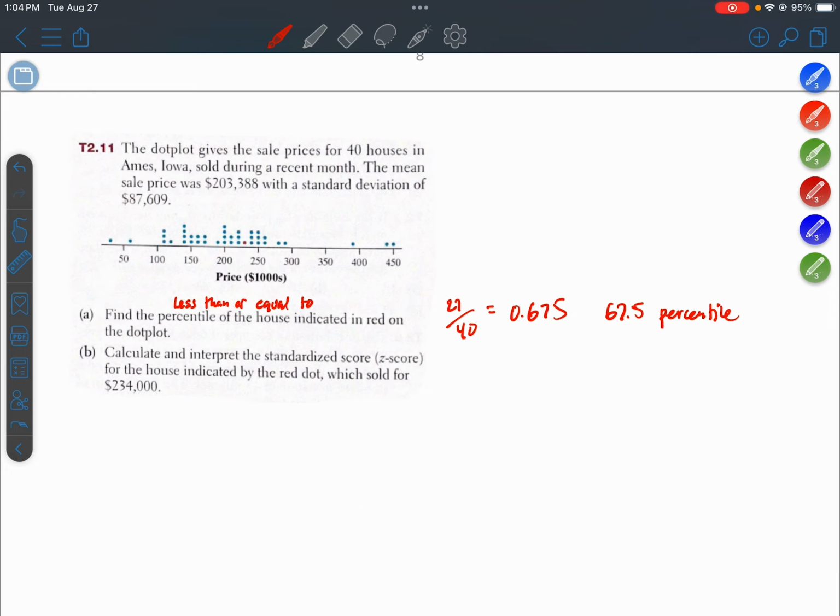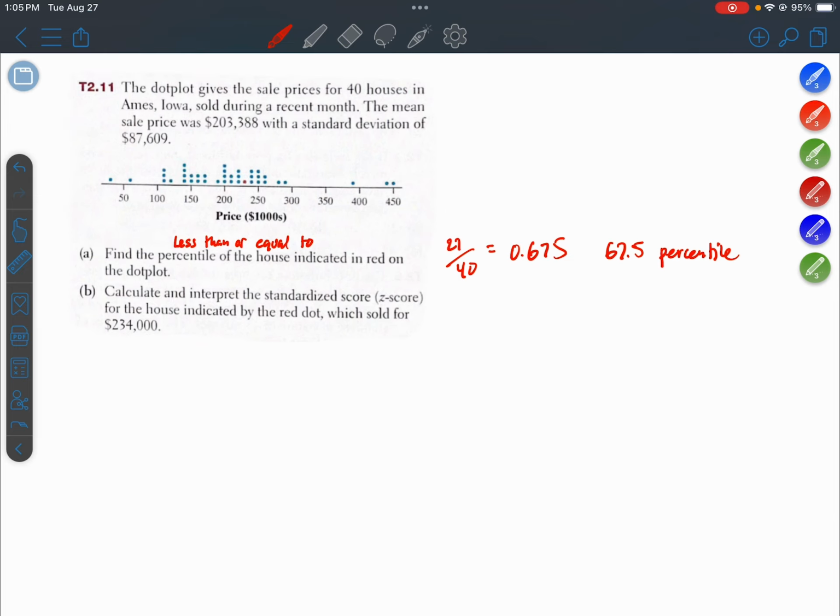Okay, part B. Calculate and interpret the standardized score, or z-score, for the house indicated by the red dot, which sold for $234,000. Okay, so our z-score formula is value minus mean over SD. All right, so that's going to be $234,000 minus $203,388 divided by $87,609. All right, I'm going to be doing the calculations off screen here.